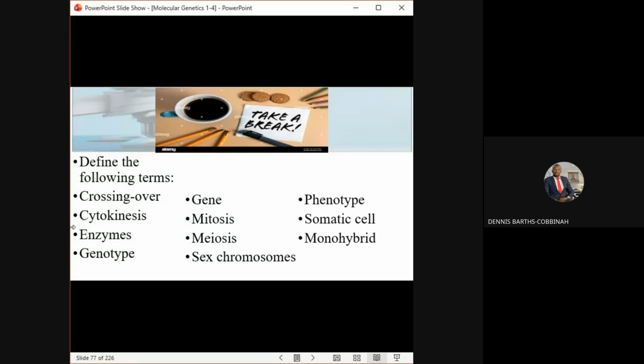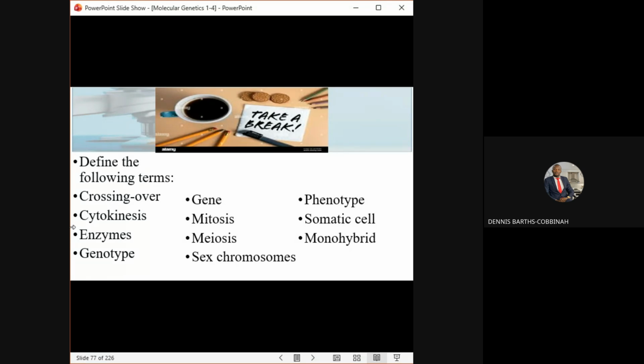Genotype is the genetic constitution of the organism. In the genotype, you have a pair of alleles. When I say two pairs of alleles, I mean four, but I'm referring to only two alleles. So a pair of alleles. If it is tallness and it is homozygous, you have it as capital T, capital T. But if it is heterozygous, you have capital T, small t.